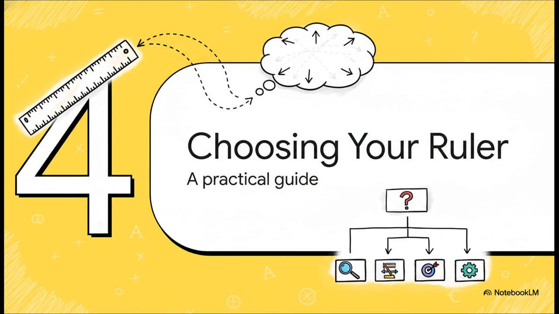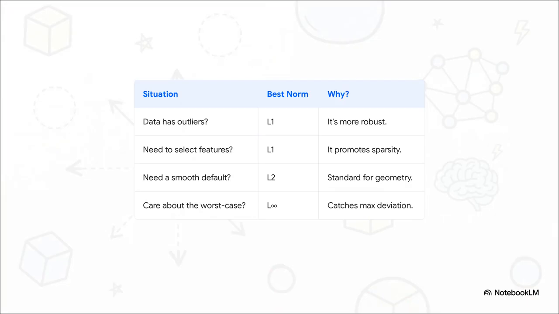Okay, so we've got L1, L2, L infinity. With all these options, how do you actually know which ruler to pull out of the toolbox for your specific problem? Let's break it down with a quick and practical guide. All right, here's your cheat sheet.